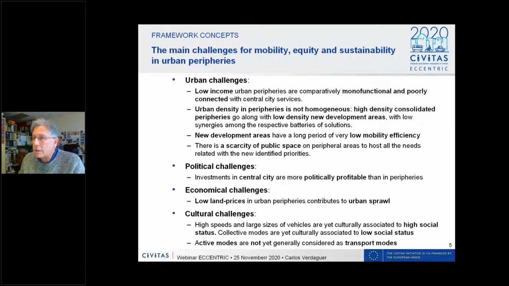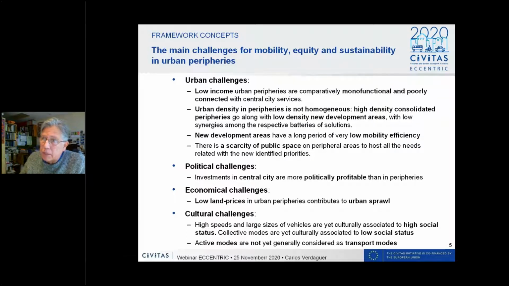Which are the main difficulties, the main challenges in terms of equity and sustainability within the framework of mobility of urban peripheries? We have urban challenges. Low-income urban peripheries are comparatively monofunctional and poorly connected with central city services. The urban density in peripheries is not homogeneous. We have spoken about this before. High-density consolidated peripheries go along with low-density new development areas with low synergies among the respective batteries of solutions. So to say, what is a solution for one is not a good solution for the other. New development areas have a long period of very low mobility efficiency. This is the case, especially in Madrid.